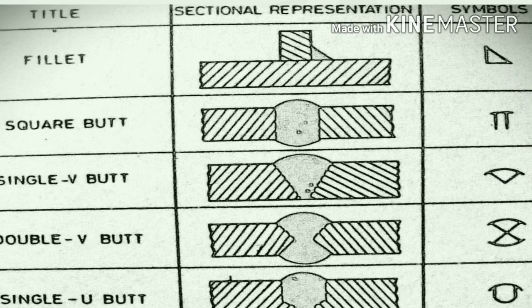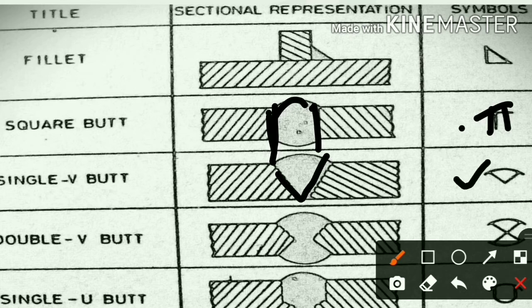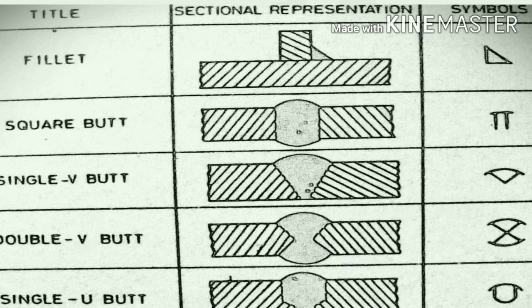Square butt is this square butt, and the symbol is this, like the welding representation. Single V butt, symbol this. Double V butt sectional representation is one V, second V, symbol is like this. Single U butt is this U, and symbol is U.